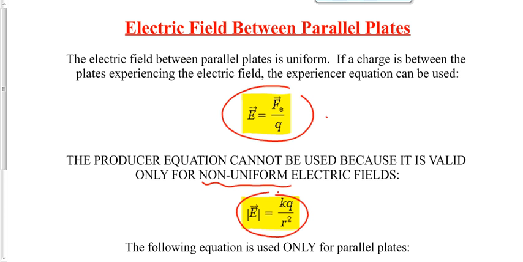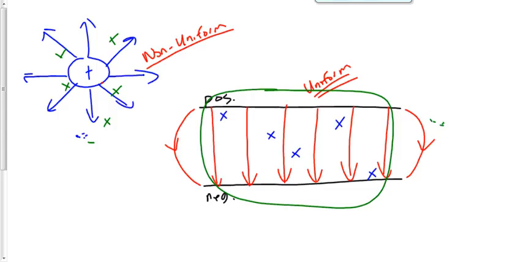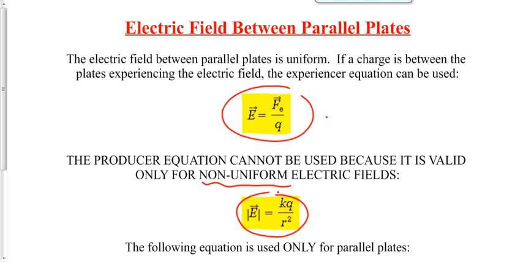But the second one, E is equal to KQ over R squared, is only valid when we have a non-uniform electric field. In other words, it's only valid in the first diagram that we see here. We're going to introduce a third equation, though, that is valid only when we have a uniform field. So only when we have parallel plates or something that represents or is approximated by these two parallel plates.